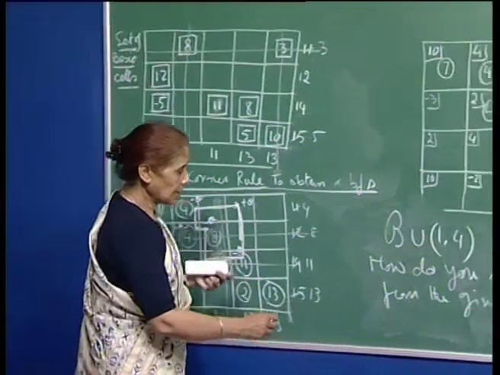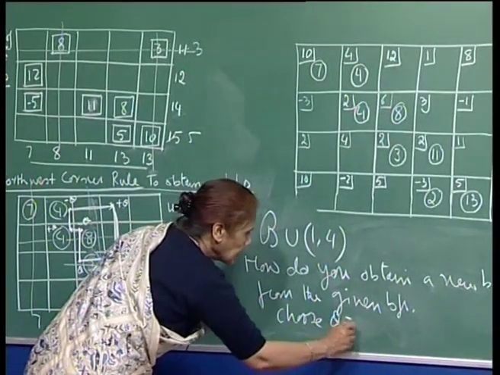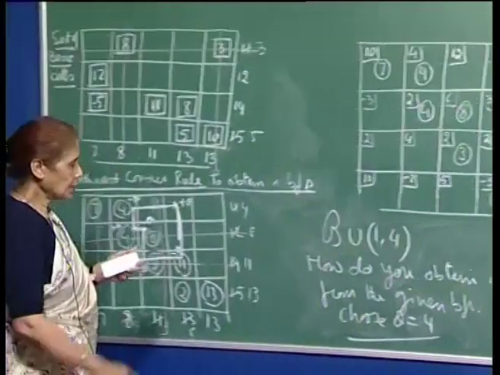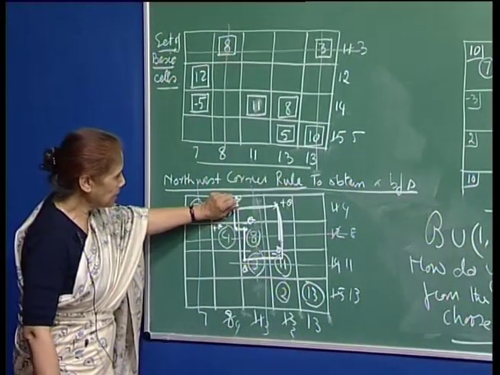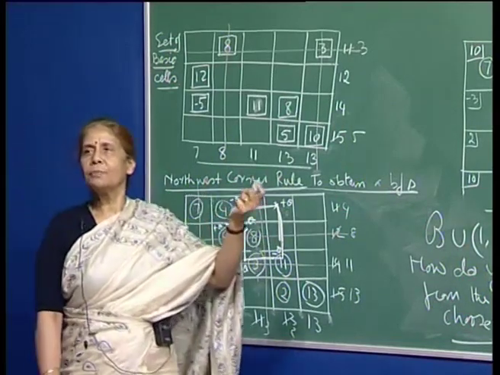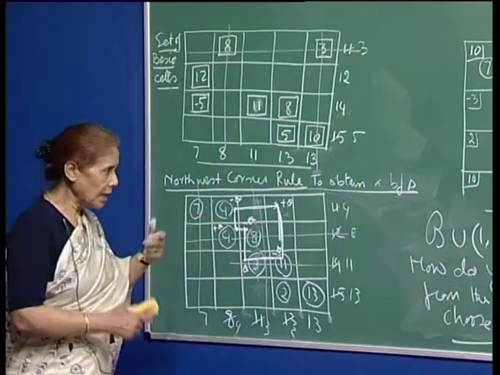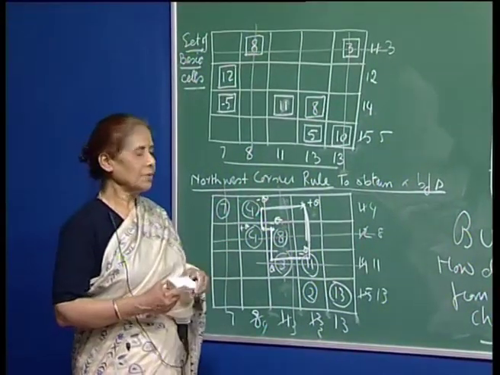That means, if I choose theta equal to 4, this will make what? This will make this cell 0. So, that becomes non-basic. This will become a basic cell. And so, you have a new set of basic cells which do not have a theta loop in them, and they give you a new basic feasible solution.